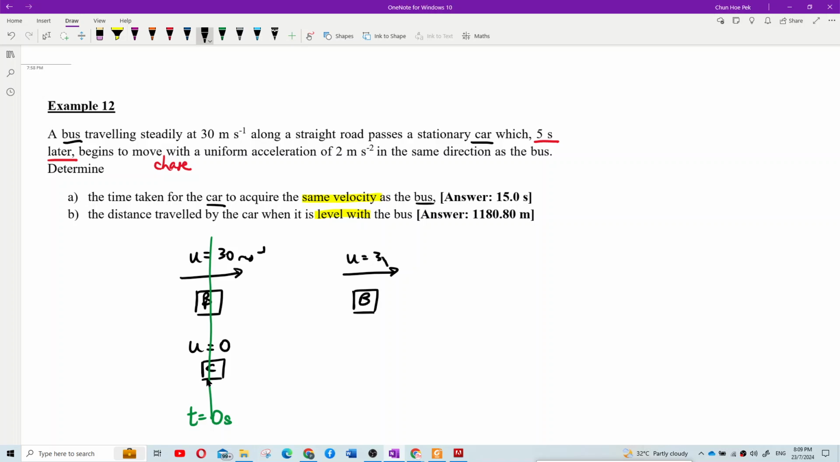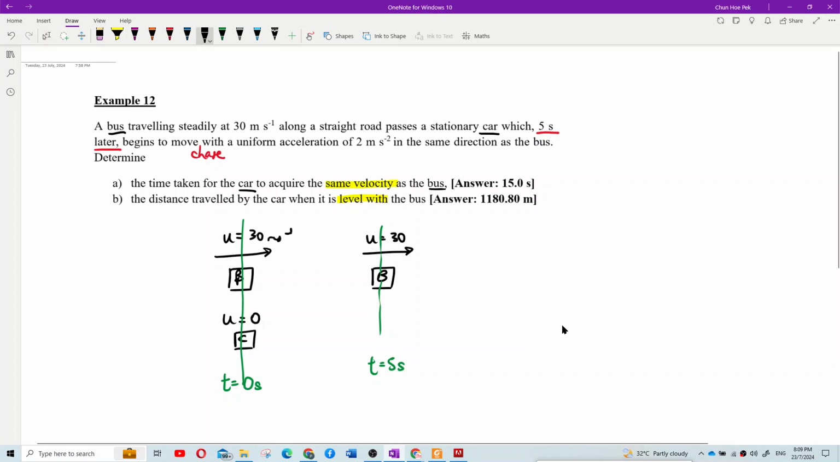So after 5 seconds, the bus already traveled certain distance. It already traveled certain distance. So okay, certain distance I put as S1. Someone just entered.